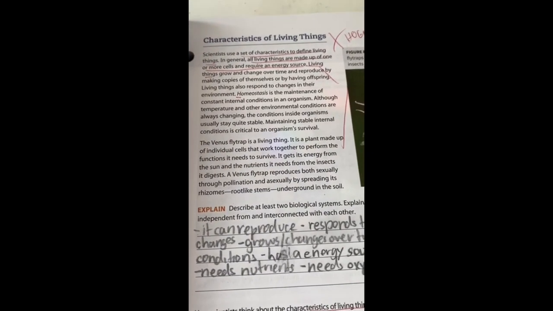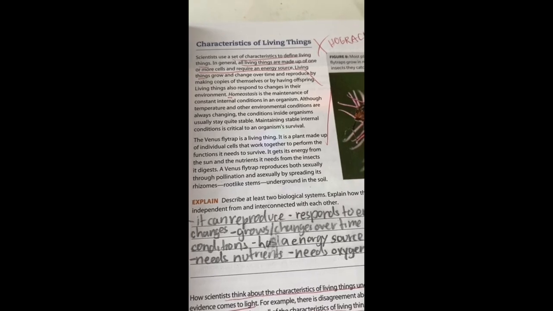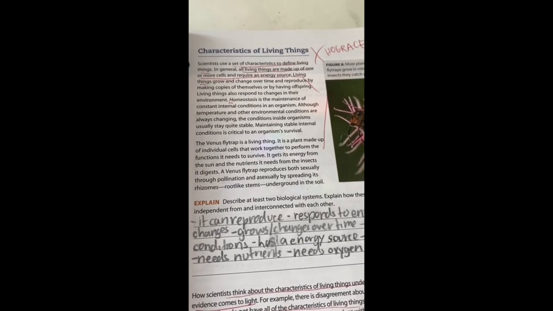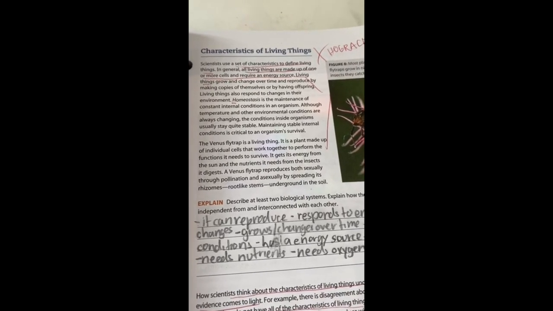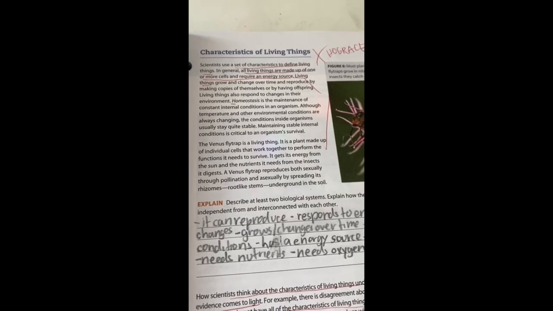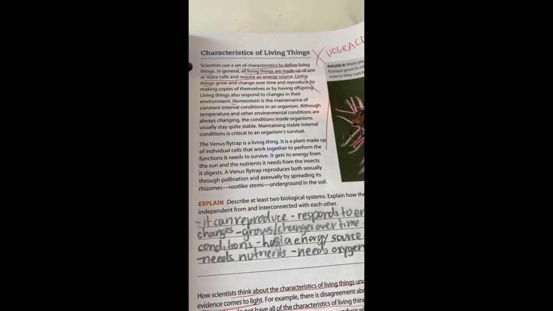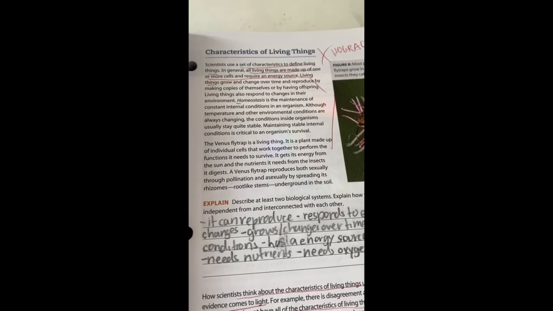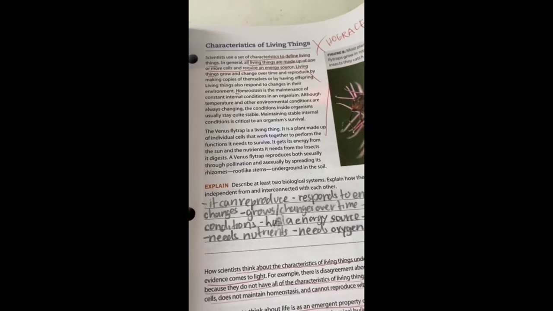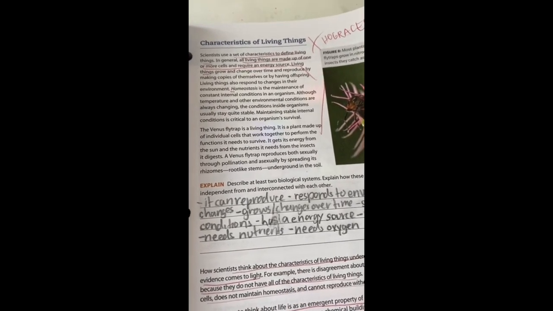Scientists use a set of characteristics to define living things. All living things are made up of one or more cells and require an energy source. They change and grow over time, and reproduce, making copies of themselves or having offspring. Living things also respond to changes in their environment.